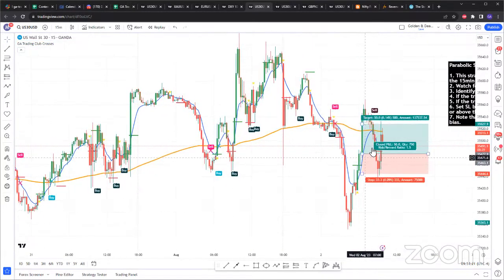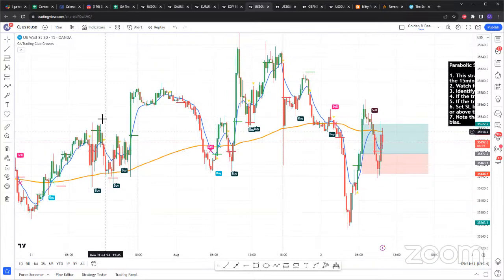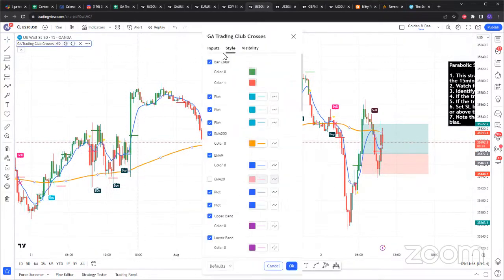And again, let's watch this parabolic SAR around 30. We need a break and retest of 35,482 on the 15-minute time frame. But just let me know in case that happens. So where was I? Yeah, this bar color, that's the basics of it. Does anybody have any questions regarding bar color, or is that pretty much self-explanatory?